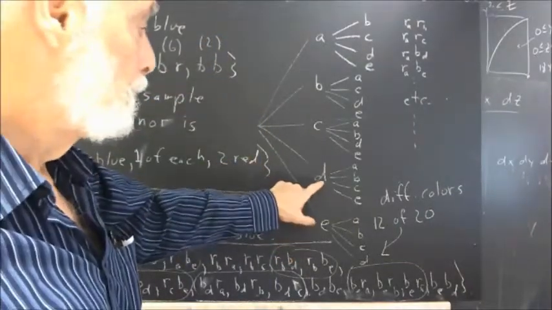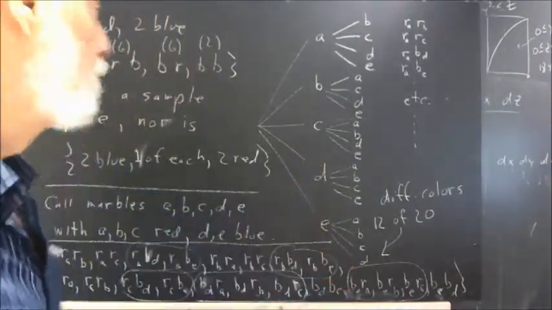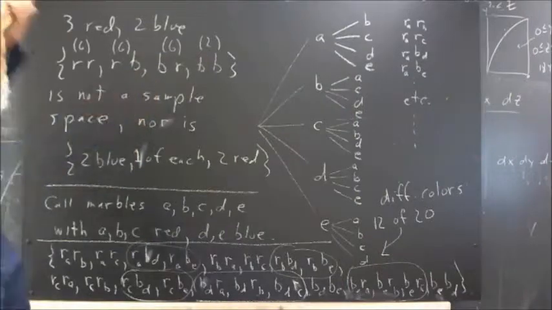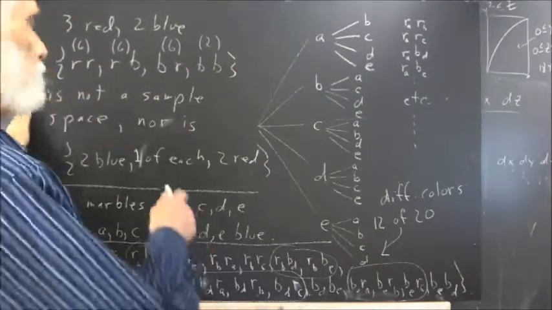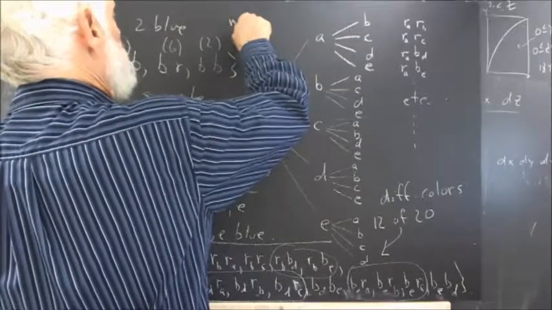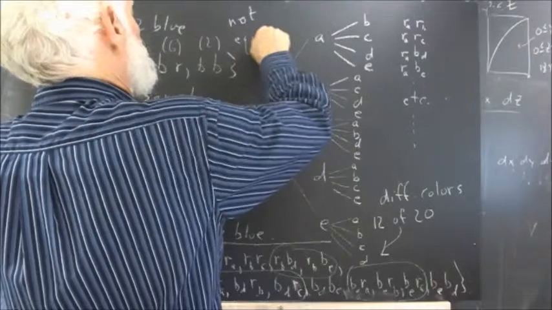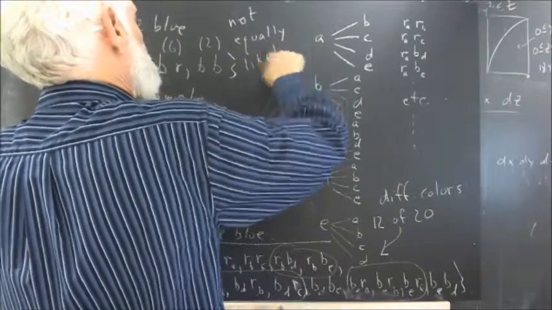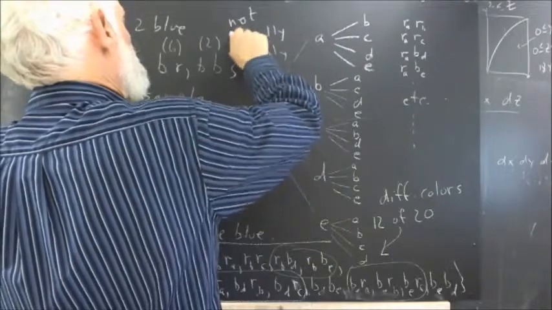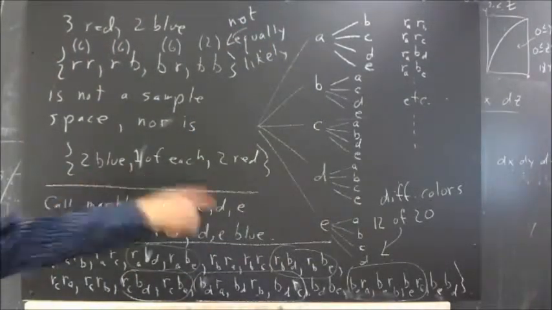Well, blue, blue: DE, ED. Those are the only 2 that give us blue, blue. So these are not equally likely, not a sample space. So I'll write not equally likely for this set. What about this one?